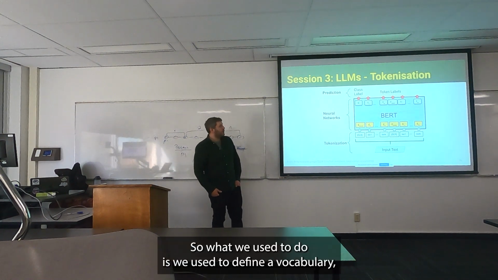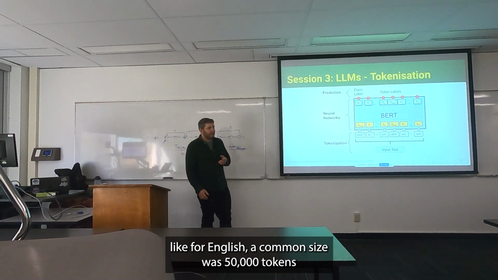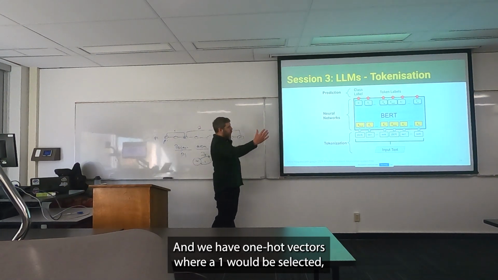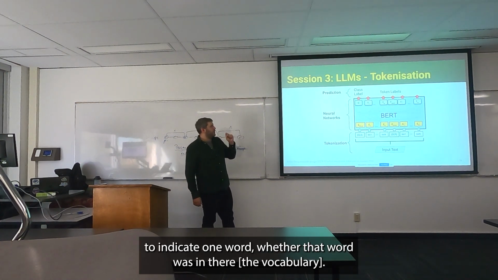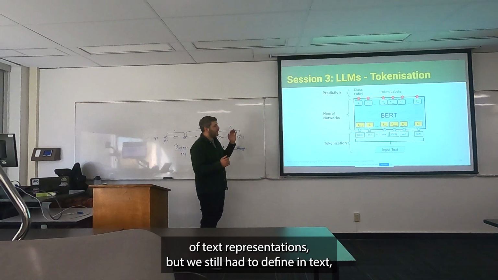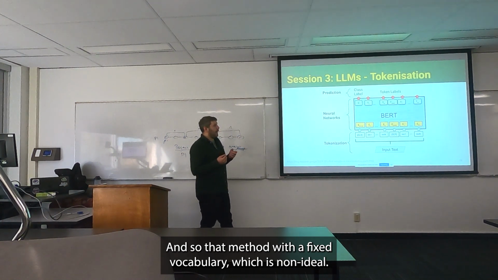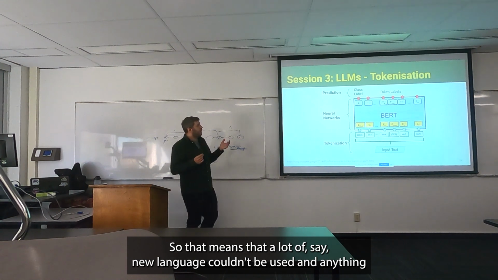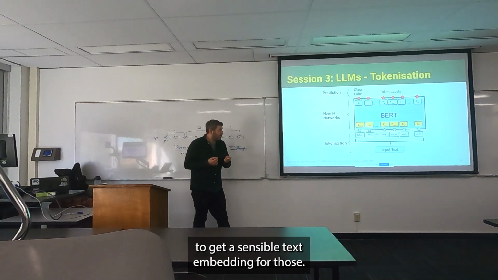Yeah. So what we used to do is define a vocabulary, for English a common value was 50,000, and we would have one-hot vectors where one would be selected to indicate whether that word was in there. Then we moved to vector space models or text representations, but we still had to define a fixed vocabulary, which is not ideal. It means that a lot of new language and any spelling mistakes wouldn't be handled, so we would be unable to get a sensible text embedding for those.